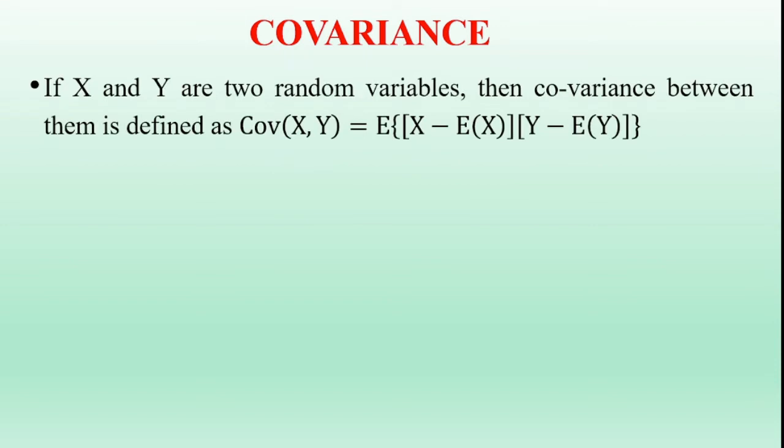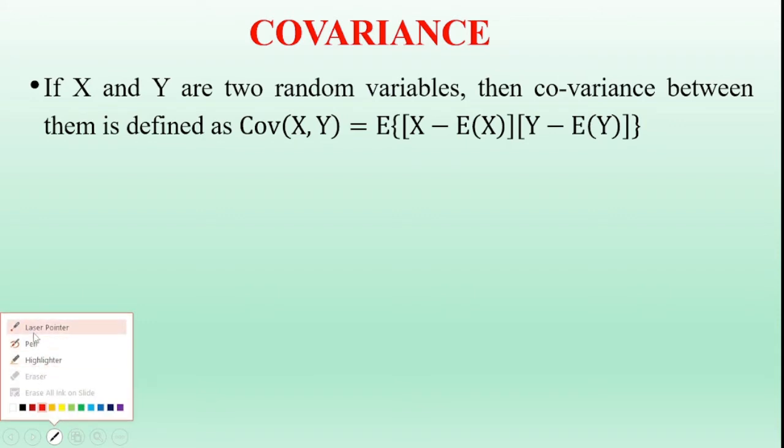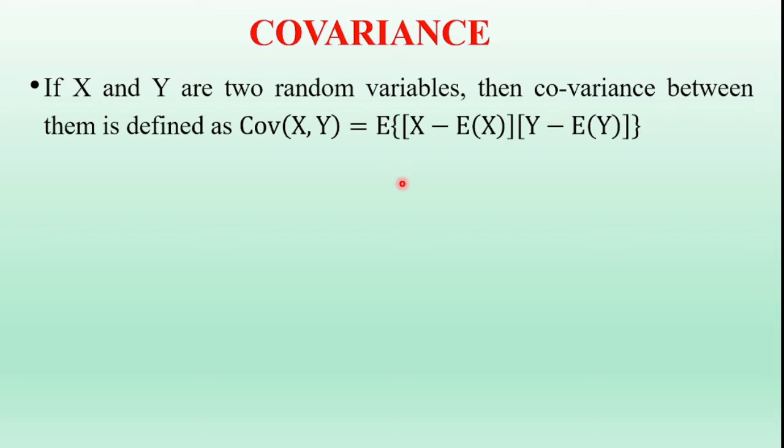If capital X and capital Y are two random variables, then the covariance between the two random variables X and Y is denoted as covariance of X comma Y, and it is defined as covariance of X comma Y is equal to the expectation of (X minus E of X) into (Y minus E of Y), where expectation of X is the expected value of the random variable, that is the first moment of the random variable.